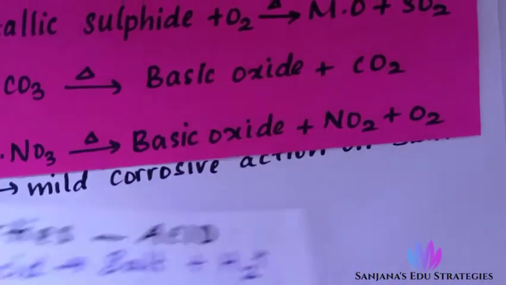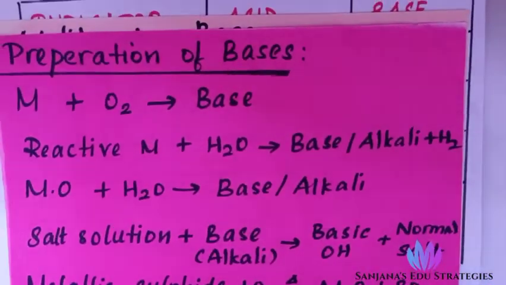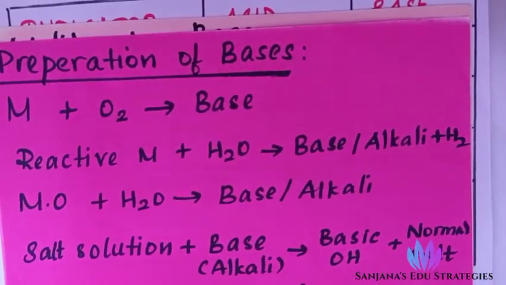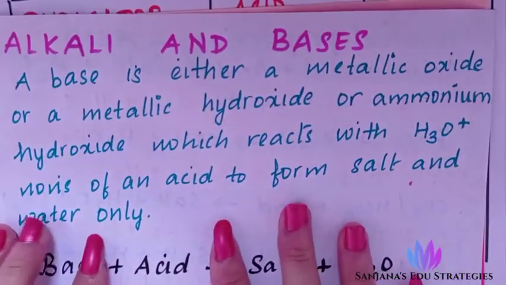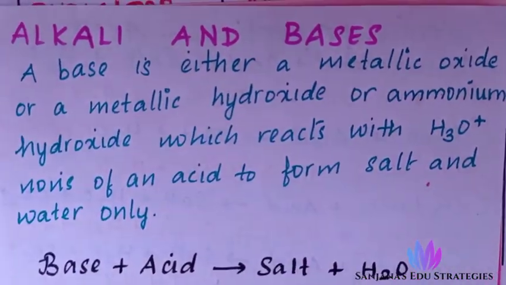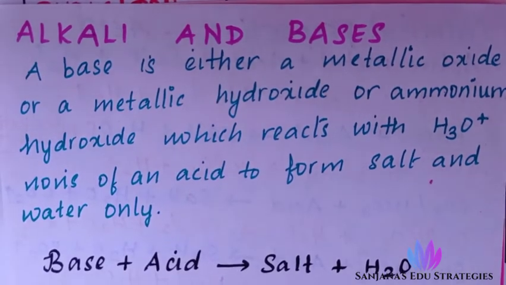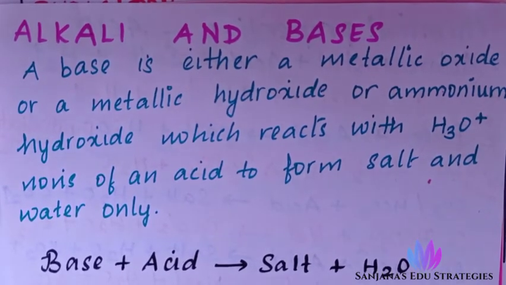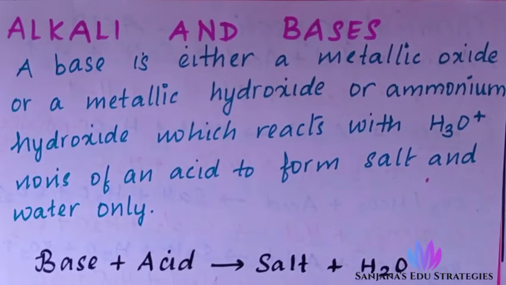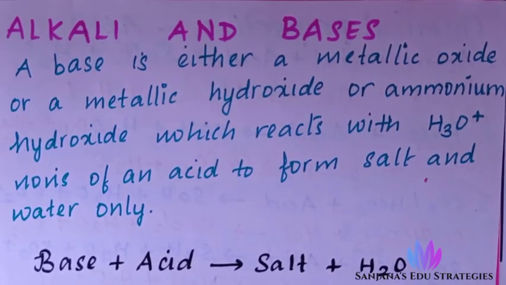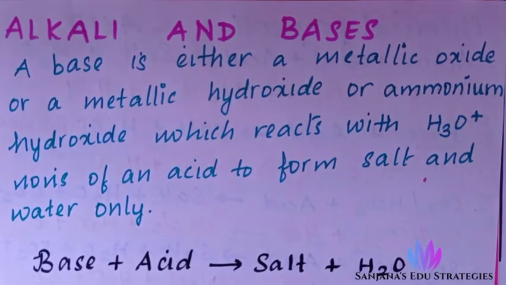Now we'll see about bases. Before seeing about bases, you have to know what is a base, and about alkalis also we are going to see. So first we'll see what is a base. A base is either a metallic oxide or a metallic hydroxide.